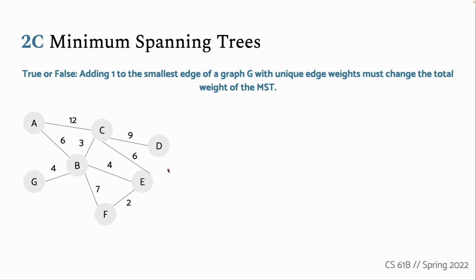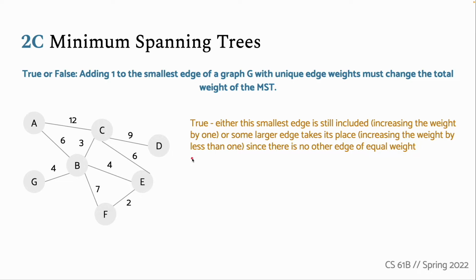Okay, next, true or false? Adding 1 to the smallest edge of a graph with unique edge weights must change the total weight of the MST. What do you think? Okay, so in this case, it's true.